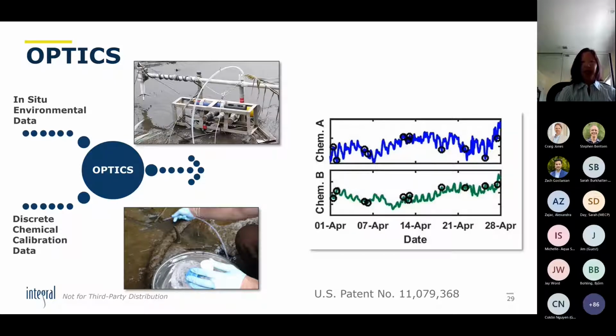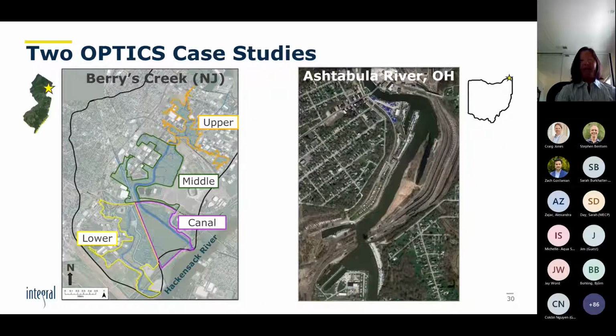All right, so we'll discuss 2 example optics case studies, Berries Creek Study Area, New Jersey, and Ashtabula River in Ohio. Both of these sites are affected by PCBs, and there is mercury and methylmercury present at Berries Creek.